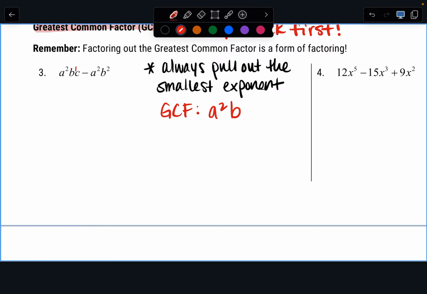So what we do when we find the greatest common factor, because it is a form of factoring, it's almost like you're doing division. And you don't have to write it this way every single time.